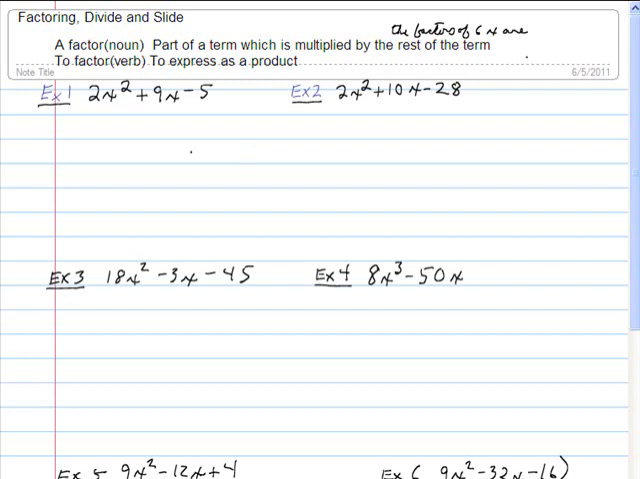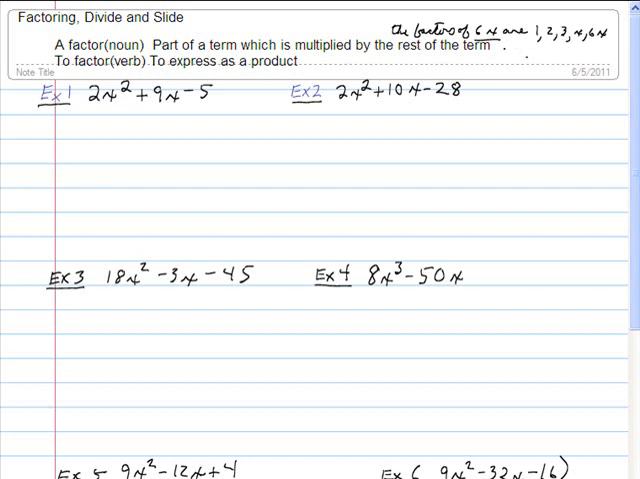First thing I want to do is talk about the word factor itself. There's a factor as a noun, and a factor is a part of a term which is multiplied by the rest of the term. So if you had a term like 6x, the factors of 6x are 1, because 1 times 6x is 6x, 2, because 2 times 3x is 6x, 3, because 3 times 2x is 6x, x, and 6x. Any part of that term which you multiply together with the rest of it to get the whole term is called a factor of that term. Now that's factor as a noun.